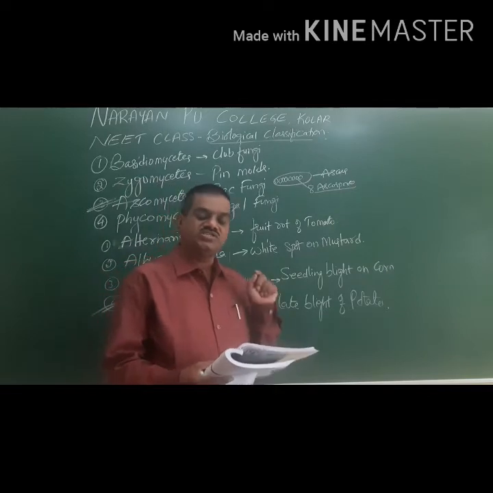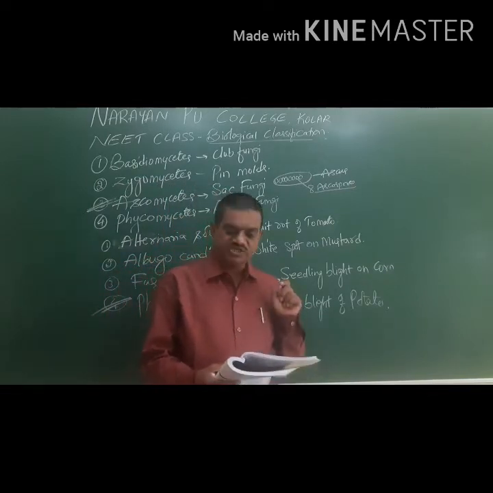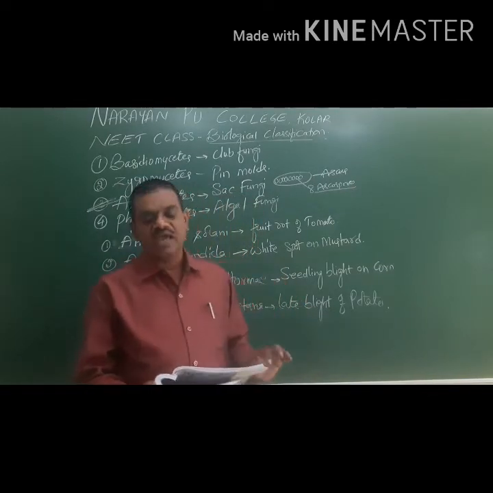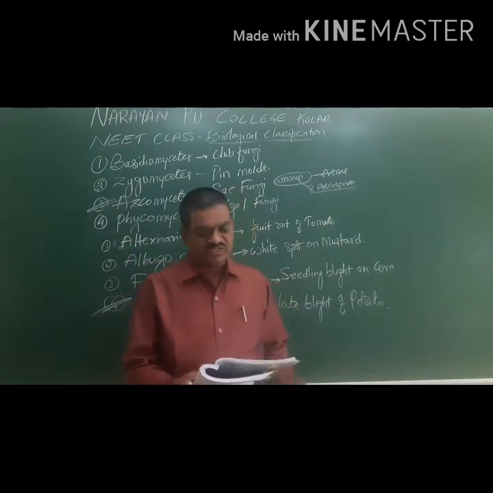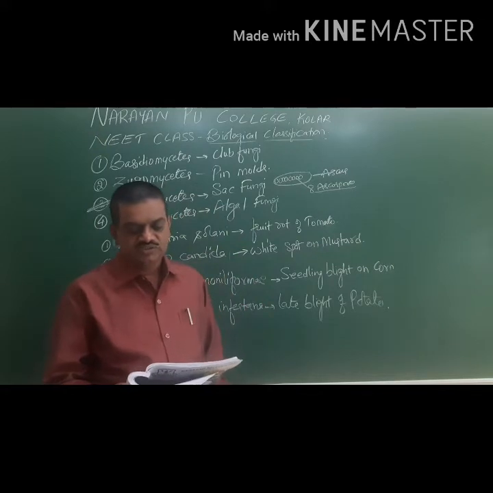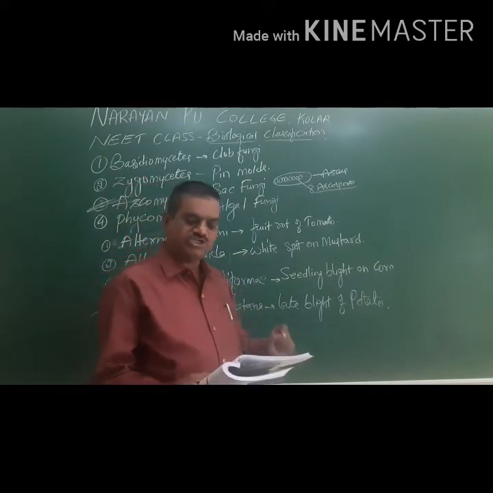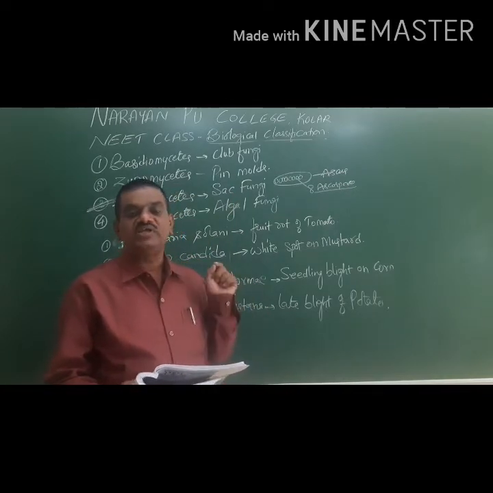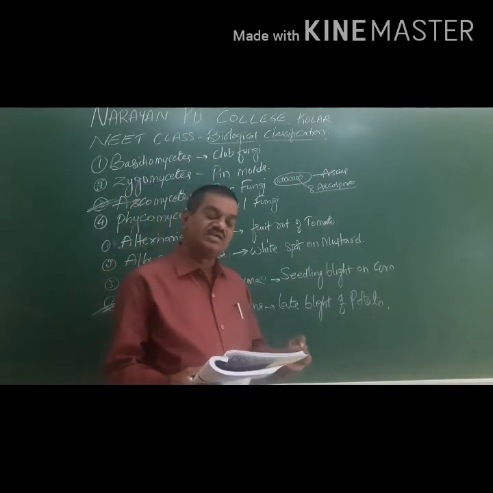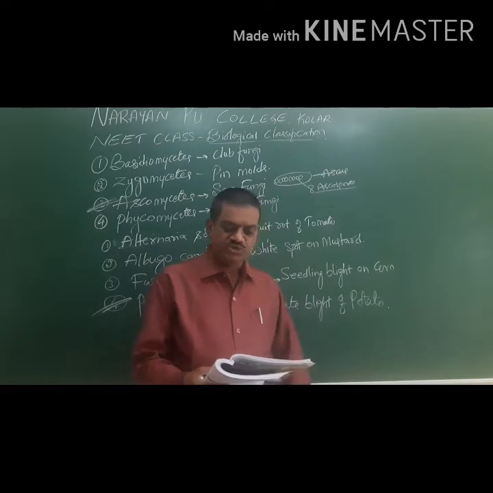The second option is Monera. In this Monera, all are prokaryotic organisms. So the answer is kingdom Monera, the right one. The third option, Protista. Even in Protista, eukaryotic cells are there. It is not the answer. The fourth one is Animalia. In the animal kingdom also, there is a eukaryotic cell.